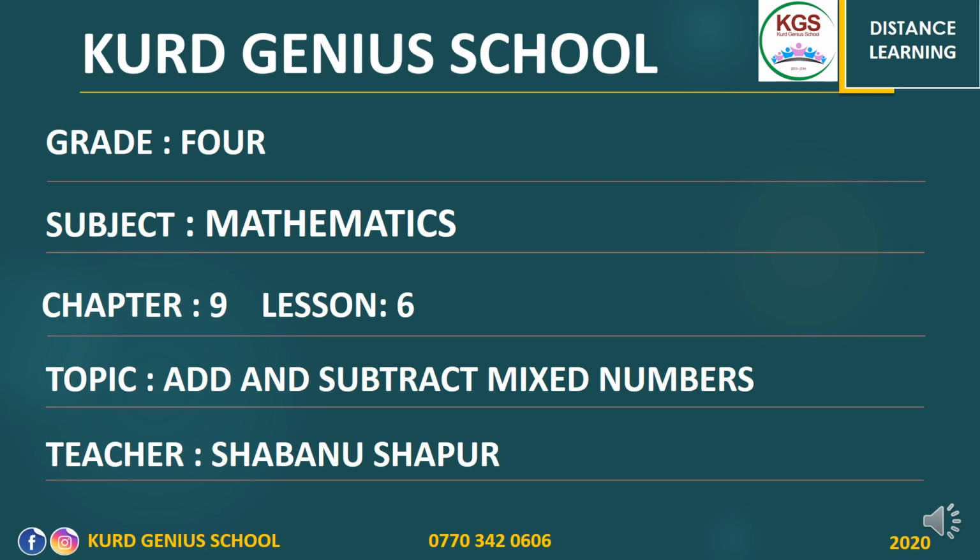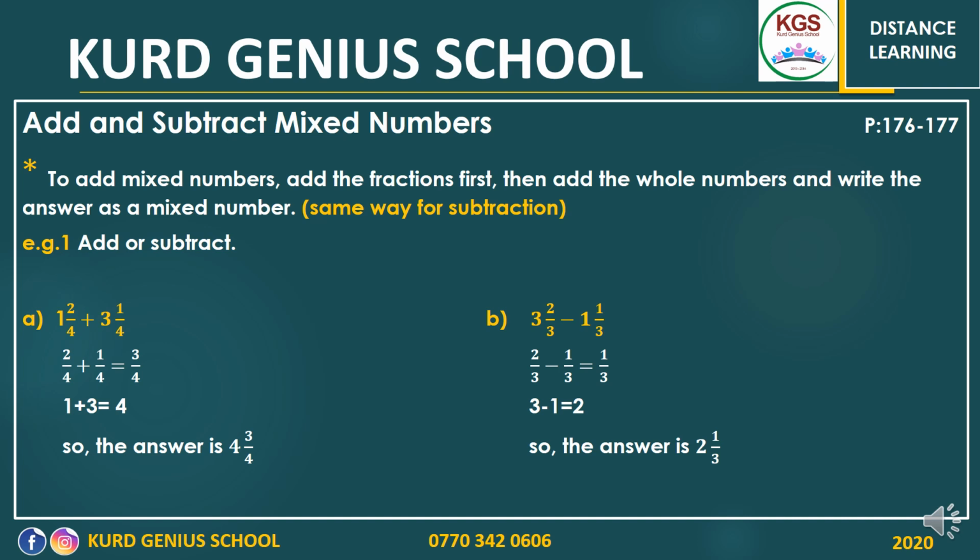Chapter 9, Lesson 6, Add and Subtract Mixed Numbers. It's very easy. Page 176 to 177. To add mixed numbers, add the fractions first, and then add the whole numbers. Write the answer as a mixed number. Same way for subtraction.